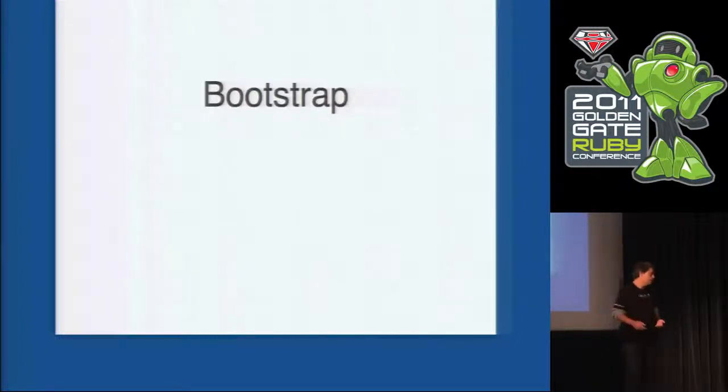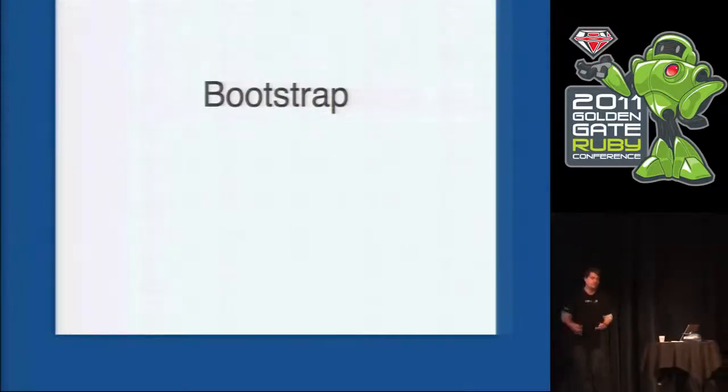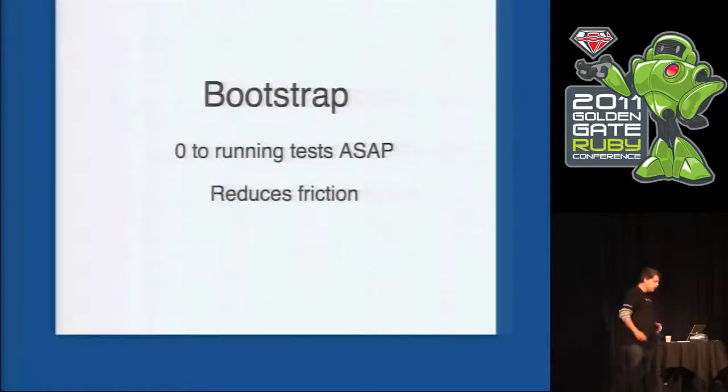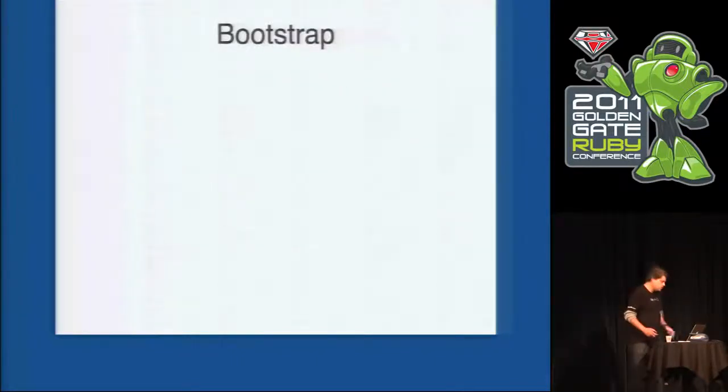So I created a really simple gem called Methadone that does that, but you can create one however you want to do it. But the point is to be able to go from like 0 to running tests in like 2 seconds. Right, it reduces friction, and it makes it really easy. So let's see that.